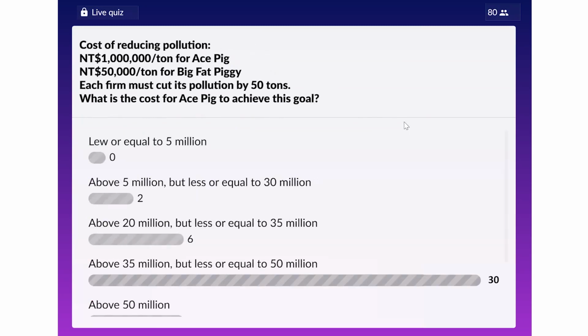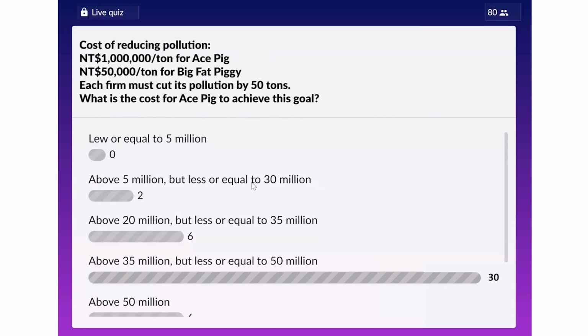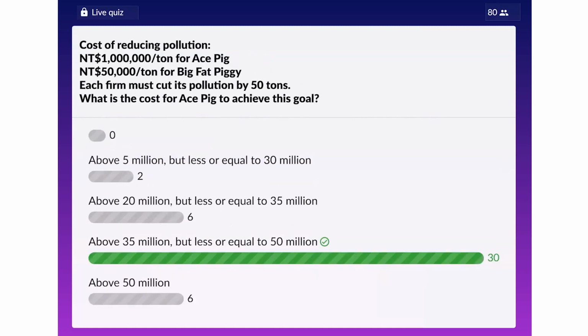Okay, so a lot of you said above 35 million, but less or equal to 50 million. Nobody says less or equal to 5 million. Some of you say different answers. Let's see. And the answer is above 35 million, but less or equal to 50 million.